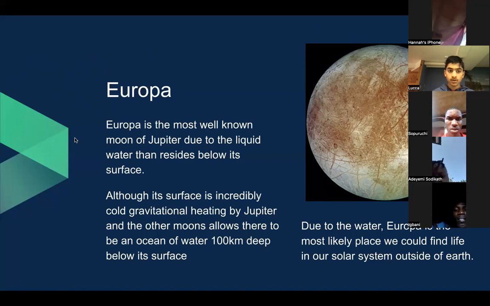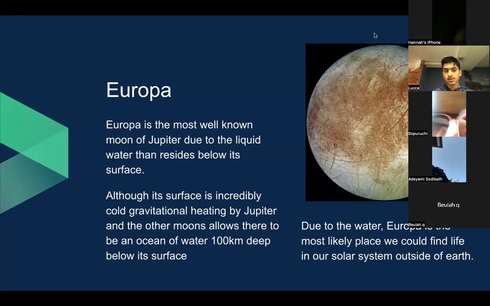My question is, what moon is Europa? Europa is one of Jupiter's moons. Jupiter has four big moons and maybe 60 other smaller moons, and Europa is one of them.